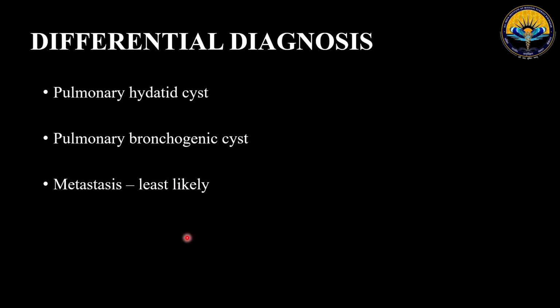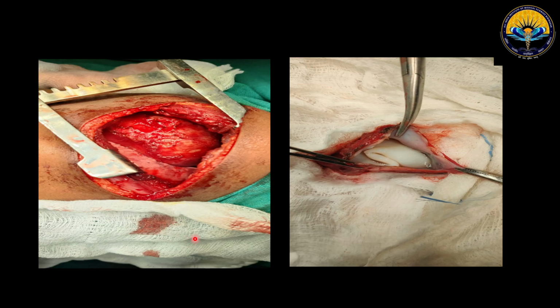So the patient underwent surgery in our pediatric surgery department. This is an intraoperative picture of the same child. It is showing a white glistening membrane over the cyst. Histopathological analysis also showed that it is a hydatid cyst.